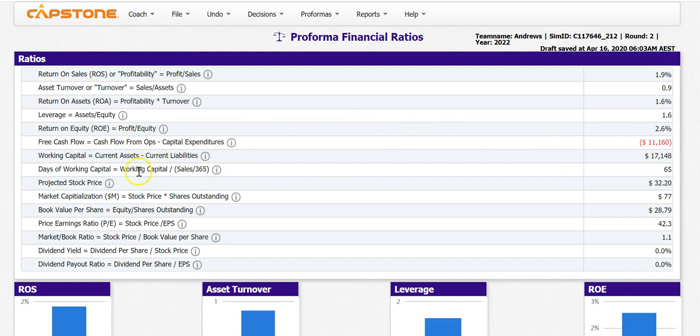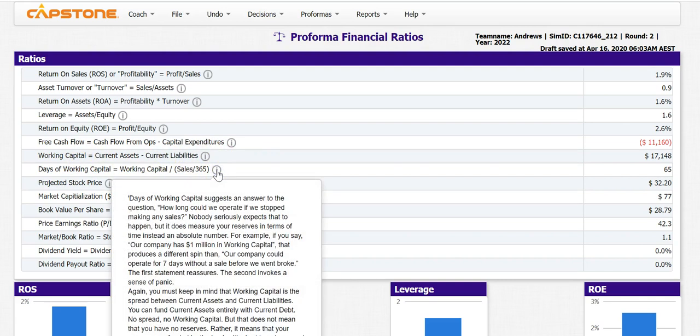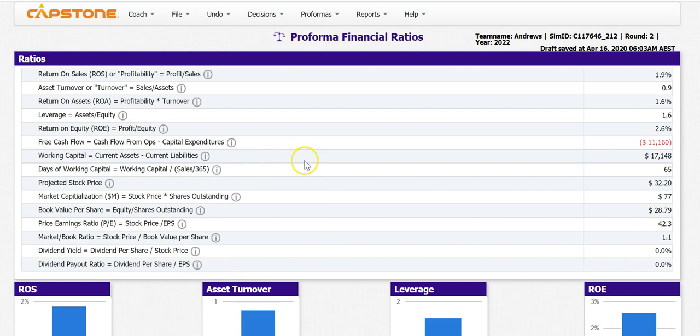While we're here, we'll have a quick look at working capital. I'm going to come back to this a bit later on. Working capital is down here, and again, you've got tons of information about this. Days of working capital refers to how many days we could operate if sales just dried up. If we had no more sales, how many days could we keep working for? This one says 65. And there's some metrics around this as well.